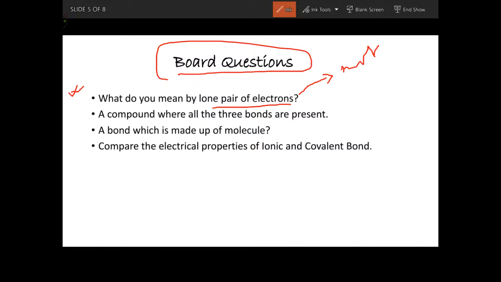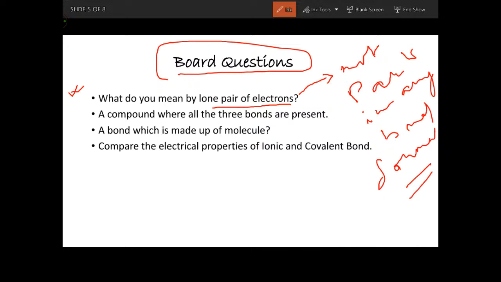Now, lone pair of electrons means those pairs of electrons which are not participating in any bond formation. You have to remember this. Afterwards you can write it in your extra copy also.